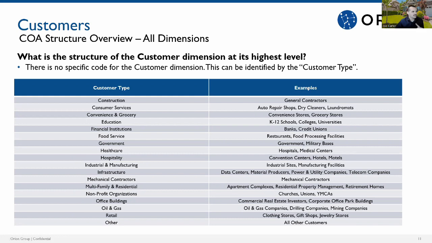Customers would be categorized into the customer type. Construction, general contractors. Consumer services, auto repair shops, dry cleaners, laundromats. Convenience and grocery, education, financial institutions, food service, government, healthcare, hospitality, industrial and manufacturing, infrastructure, mechanical contractors, multifamily and residential, nonprofit organizations, office buildings, oil and gas, retail, and other are all different types of customers.